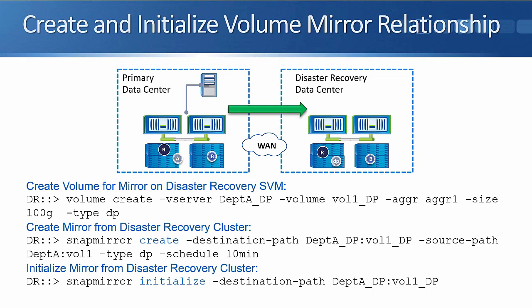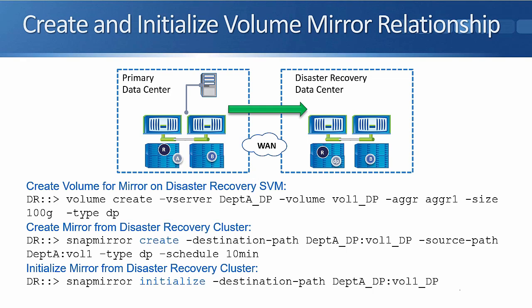We've put it in aggregate 1, said size 100 gigabytes. When you create the destination volume, it needs to be at least as big as the source volume. And then we say type DP. This says that it's going to be used as the destination for a SnapMirror relationship, and it makes it a read-only volume.